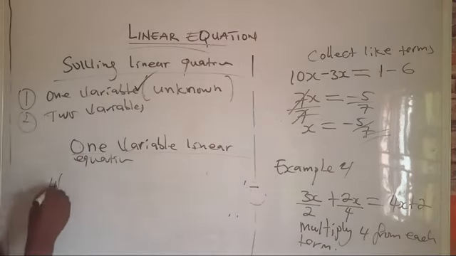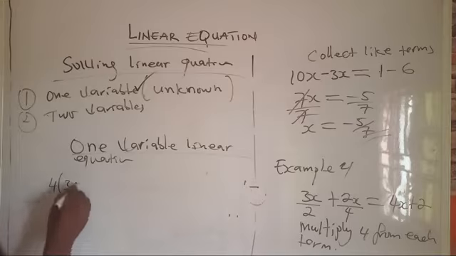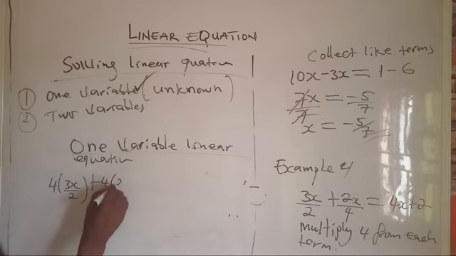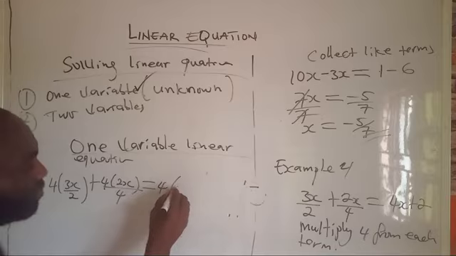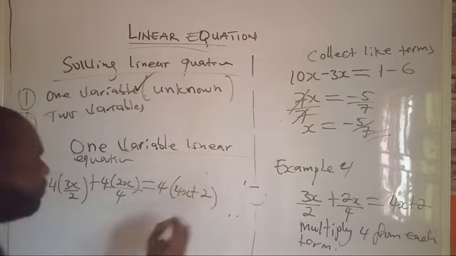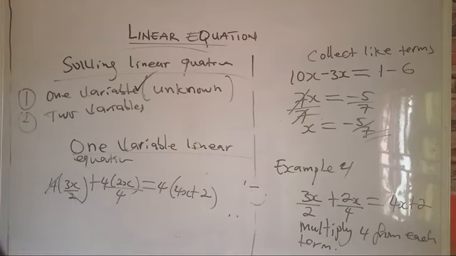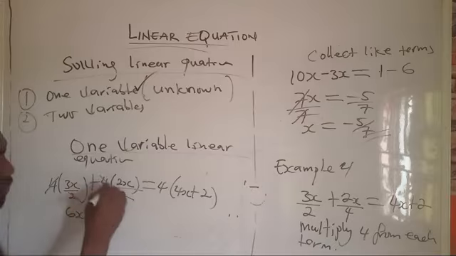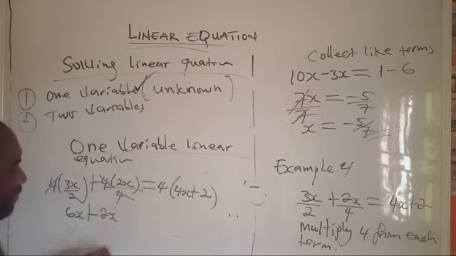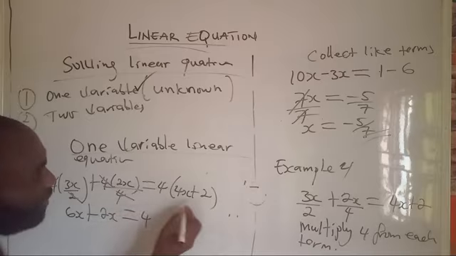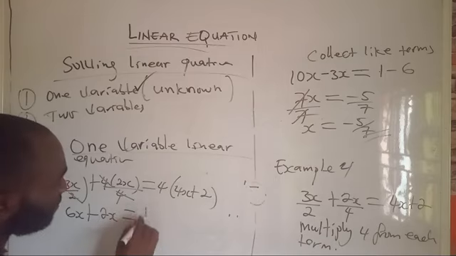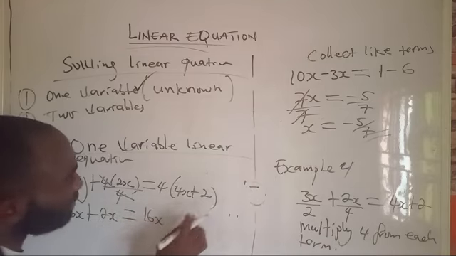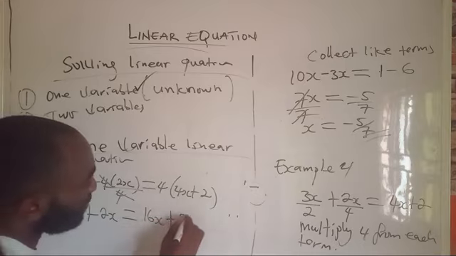4 times 3x all over 2 plus 4 times 2x all over 4 is equal to 4 bracket open 4x plus 2. Here 2 into 4 is 2. 2 times 3x gives us 6x, plus 4 into 4 is 1. 1 times 2x gives us 2x, is equal to 4 times 4x, that is 16x, and 4 times 2 gives us 8.